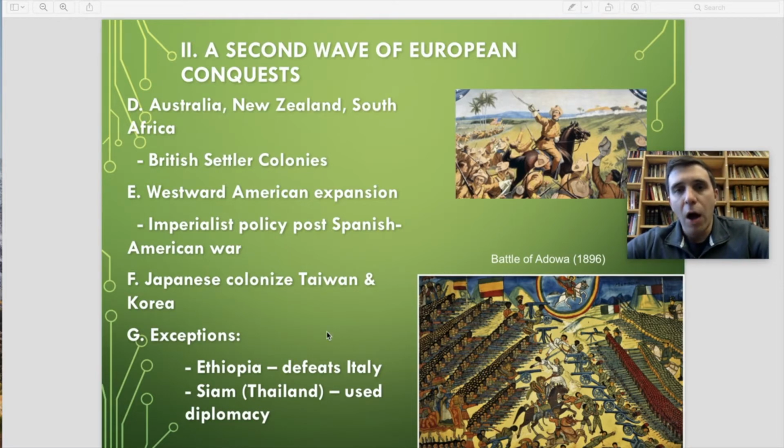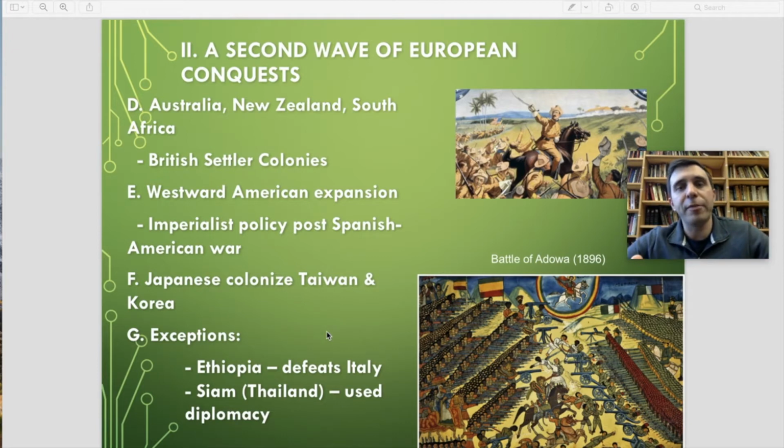You could also talk about Siam, which is basically known as Thailand in Southeast Asia. They're going to westernize in ways as well, and they're going to use diplomacy instead of fighting in conflict as a way to hold off European or Western encroachment into their territory. So two examples of how, whether via diplomacy or via conflict, some areas maintain their independence.